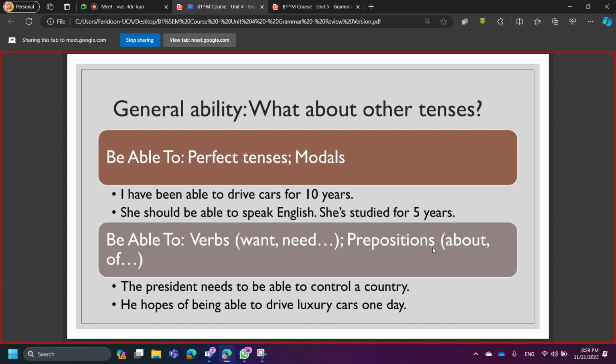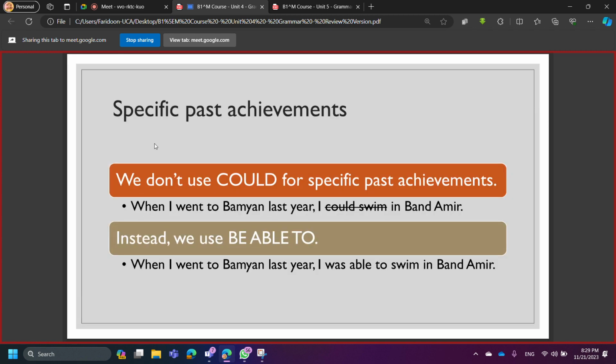And then you also have using some kind of prepositions like "he hopes of being able to drive luxury cars one day." So after "of," we're using a form of "be able to," which will be the "being able to" one. Okay, so there are many forms of "be able to" that you can use. Mostly, of course, "able to" is not changing, but "be" is doing all the changing. Okay. So we talked about general ability, right? What about specific past achievements like graduation or something like that?